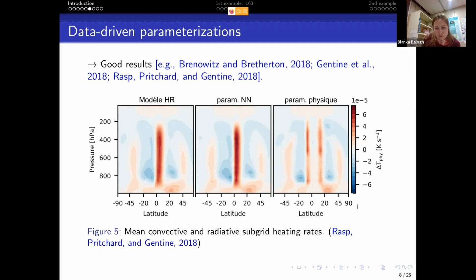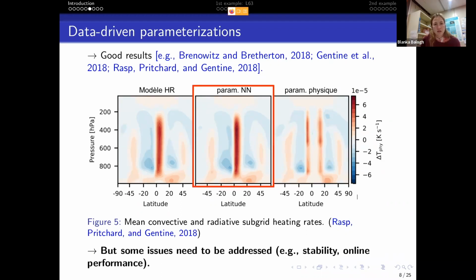To illustrate these good results, I took this figure from Rasp, Pritchard, and Gentine 2018, and it represents the mean convective and radiative heating rates, so subgrid processes. There is a high-resolution model, which makes quite accurate predictions for this quantity. And as you can see, the physical parameterization that you see in the red box has a bias in it. This is the intertropical convergence zone, which is double, and this is something that we don't have in observations. When you replace these physical parameterizations by neural network-based parameterizations, you see that the bias is no longer here, and the results are closer to the high-resolution or high-fidelity model. So these results are encouraging.